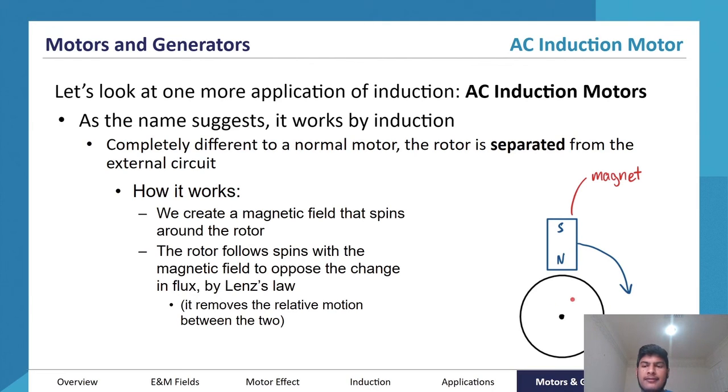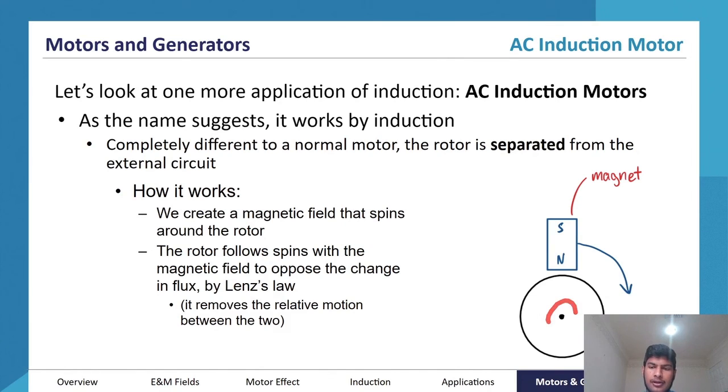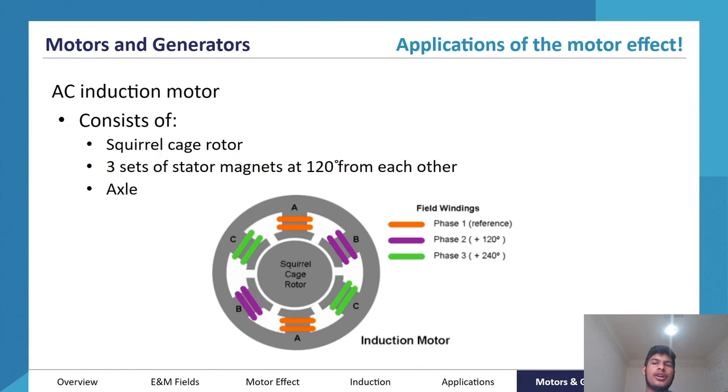So as a result of the change in flux, we've got a current induced within the rotor, and that interacts with the magnet so as to oppose that change in flux. So it starts following the magnet, rotating in the same direction. AC motors pretty much make use of this phenomenon. AC induction motors consist of a squirrel cage rotor, three sets of stator magnets at 120 degrees from each other, and an axle.